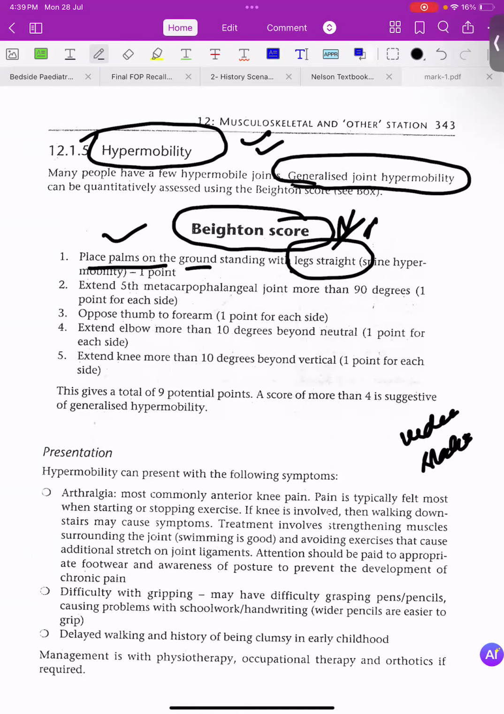Extend your finger joint more than 90 degrees. Oppose thumb to the forearm. Extend your elbow. Extend your knee. Total 9 points. If we get more than 4, the Beighton score is positive.